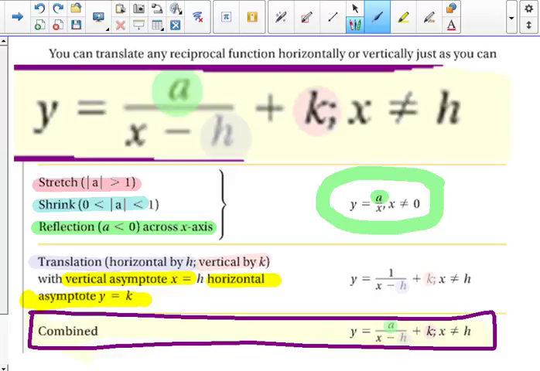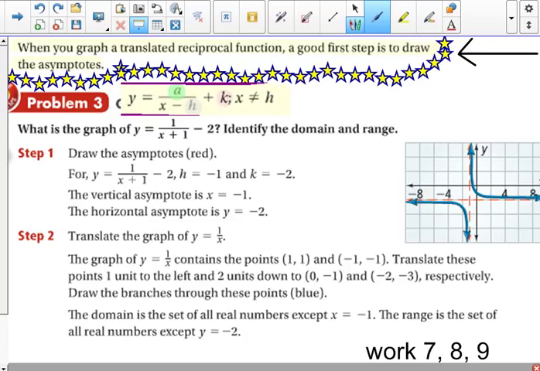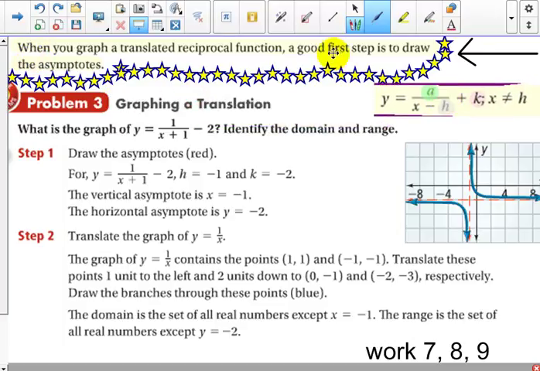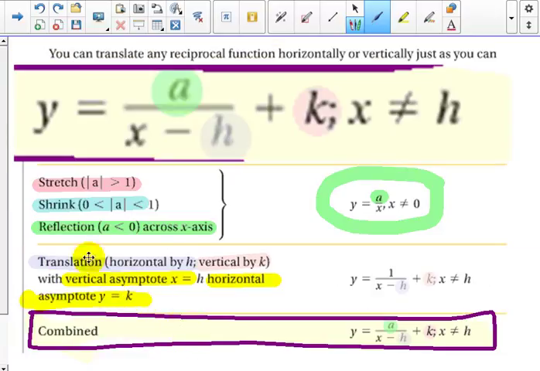Now, let's look at how we're going to use it. And you know the parent function of this is going to be y equals 1 over x. Don't ever lose sight of that. Okay. So I copied this over here. So when you graph a translated reciprocal function, the good first step is just to draw your asymptotes. Okay? Now, here's a little trick I didn't point out. Let me back up. When you have an h and a k value, those become your new asymptotes. So when you translate, now your horizontal is h and your vertical is k.